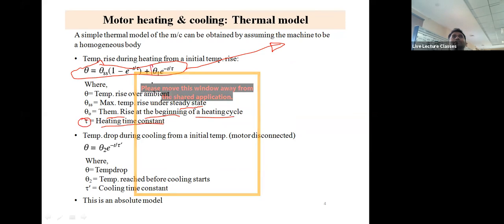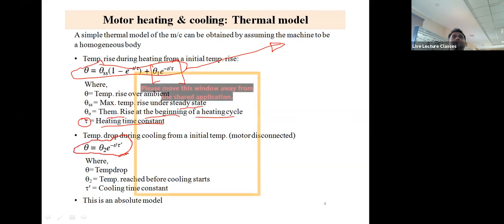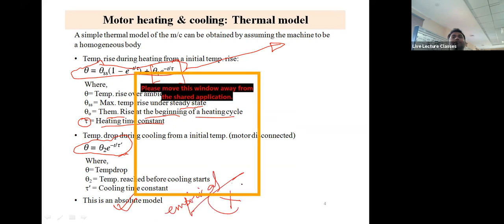So see, it is an exponential type, right? E to the minus t by tau. So the temperature drop during cooling is this formula. So this is an absolute model. It is not an empirical one. It is not empirical, means it is calculated by maths directly. You can get the results if you put the values here.